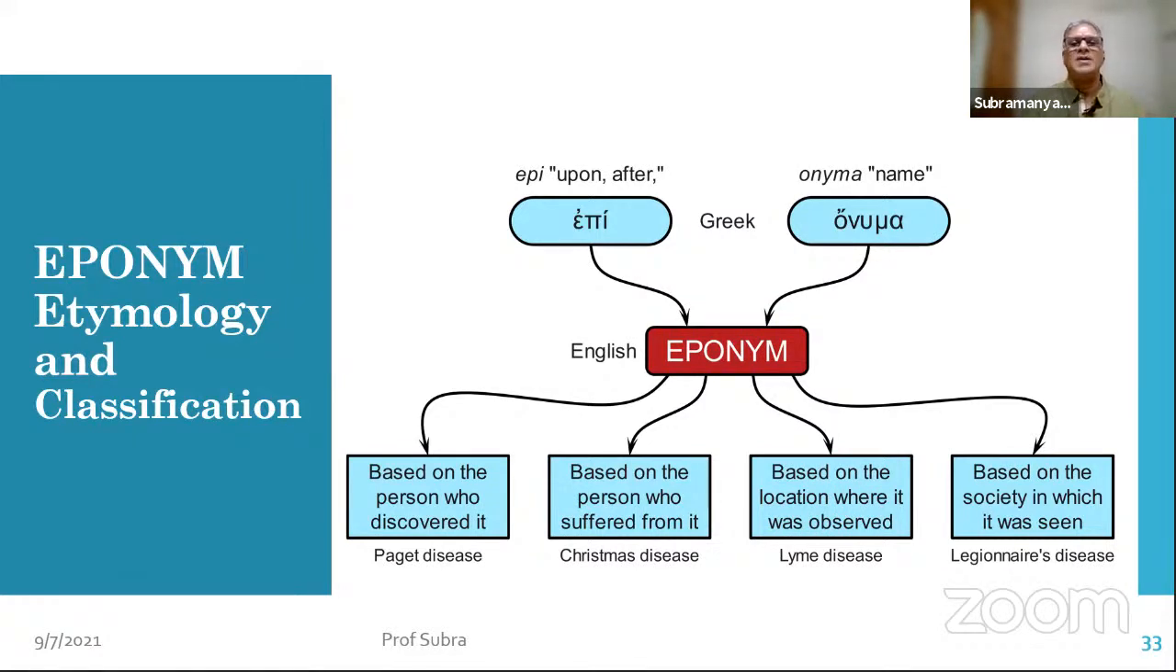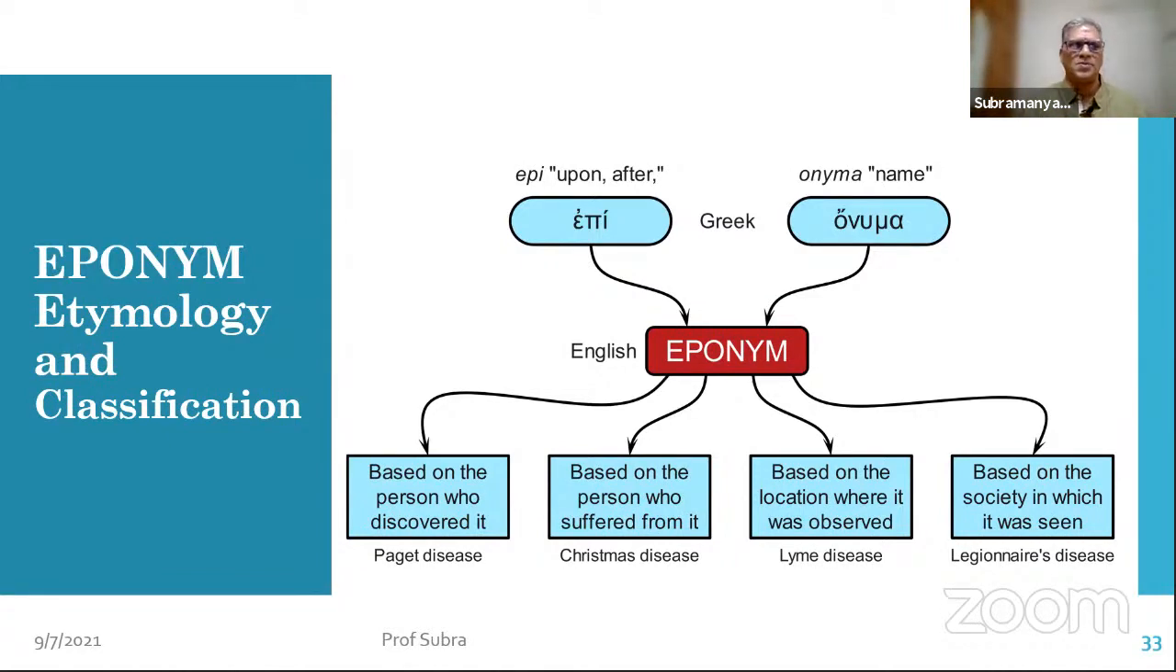So what is an eponym? Basically, this is derived from Greek epi and onyma. Epi means upon or named after something, and onyma means name. So epi means upon, like epithelia. Thelia means a nipple. Epithelia means above a nipple. So epi onyma gave rise to the term eponym. So these eponyms I have classified into four: based on a person who discovered it, based on persons who have suffered from it, based on a location where it was observed, and based on a society where it was seen. So let us just see a few examples of these eponyms.